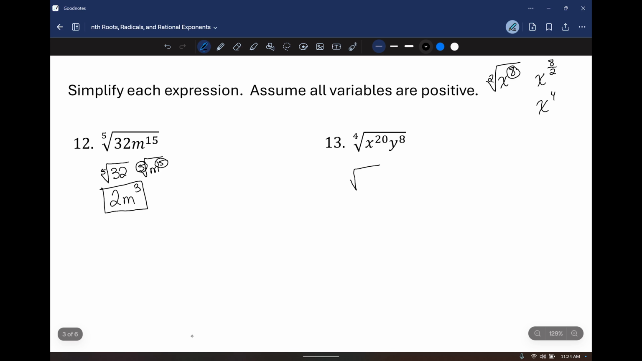All right, both x to the 20th and y to the 8th are perfect fourth roots because both of the exponents divide by 4. So x to the 20 divided by 4 is 5, and y to the 8th, take the fourth root of that, and that would be y to the second because 8 divided by 4 is 2.